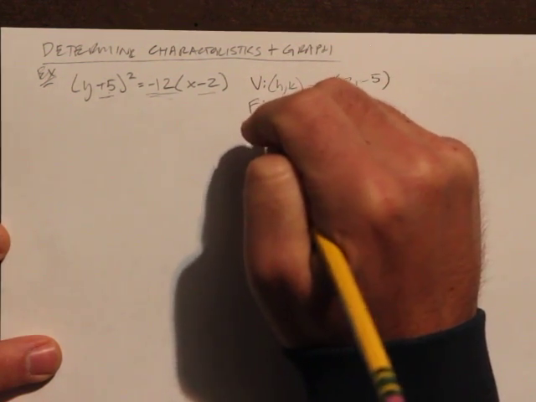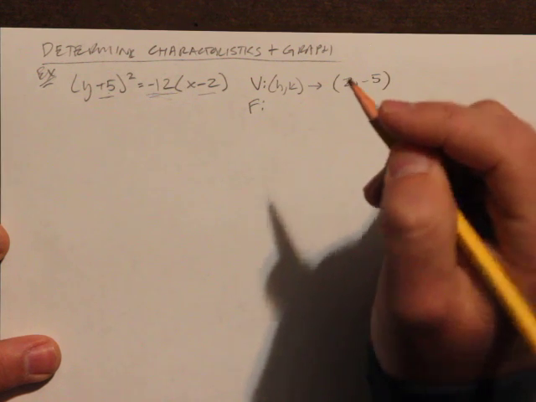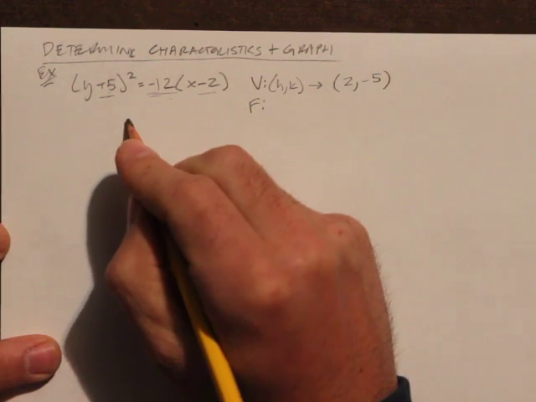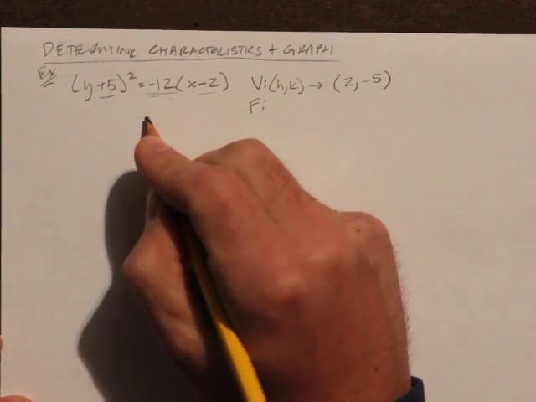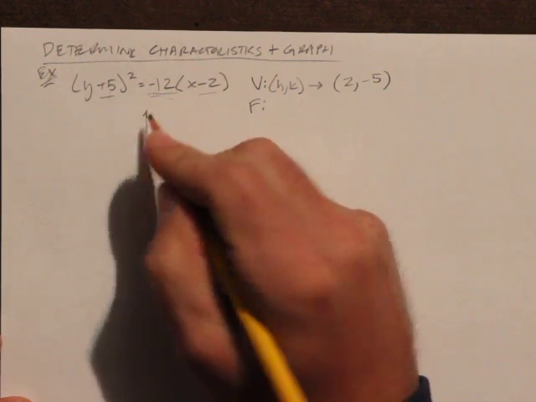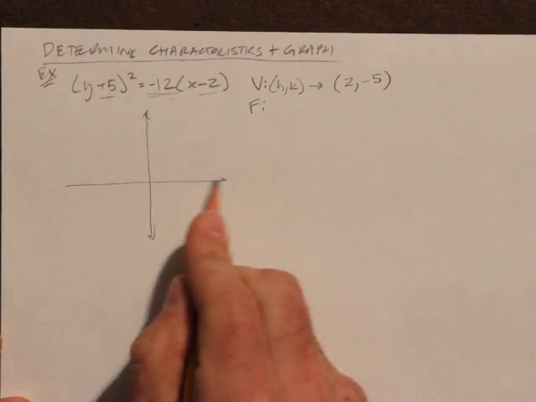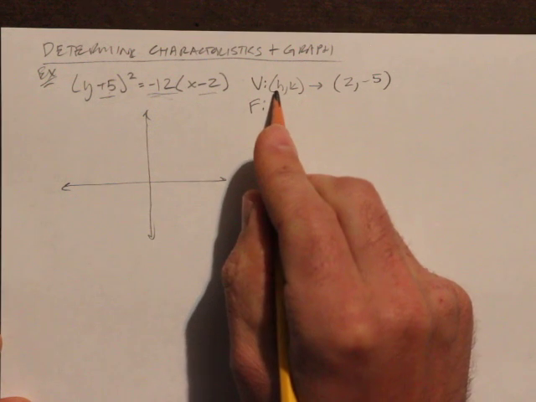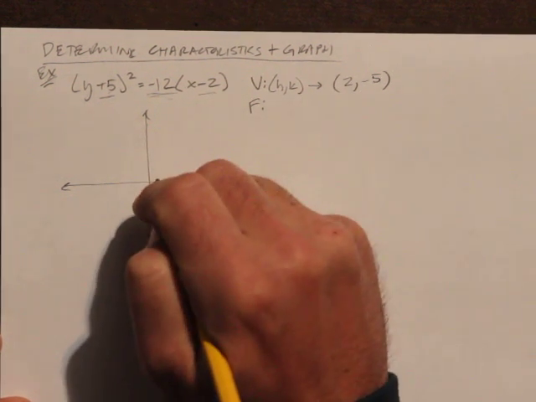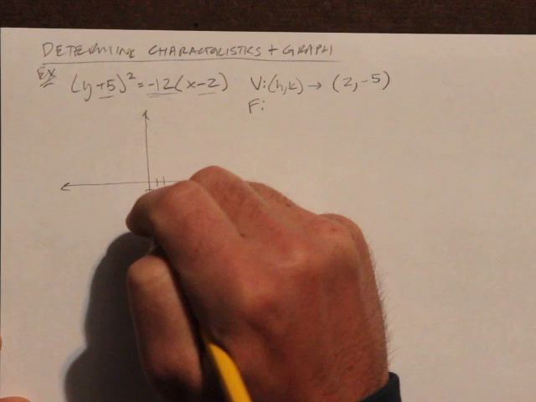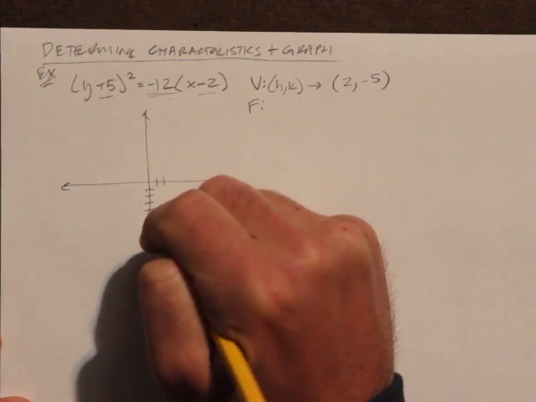So remember that, that is quite important. My focus, I don't know what it's going to be yet, but let's find out. So let's start graphing this. My vertex is 2, -5. 1, 2, 1, 2, 3, 4, 5. There's my vertex.